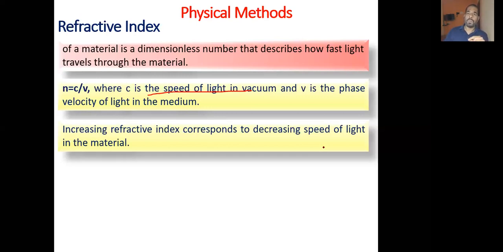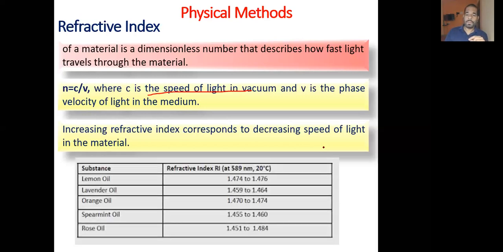Now see, examples are given on your screen: lemon oil 1.474 to 1.476, then lavender oil 1.459. That means lemon oil, at 1.47, is decreasing the speed of light as compared to water.